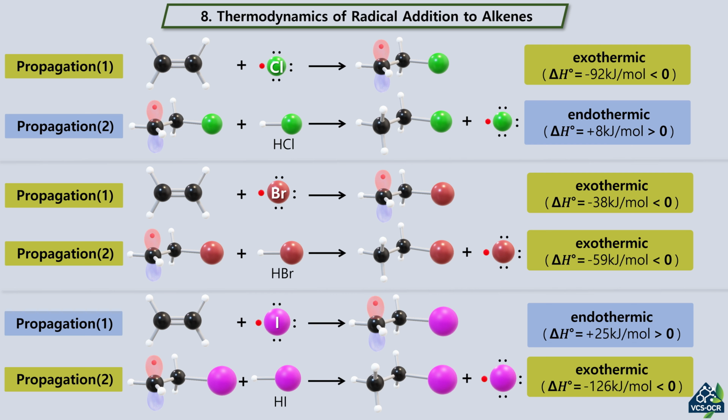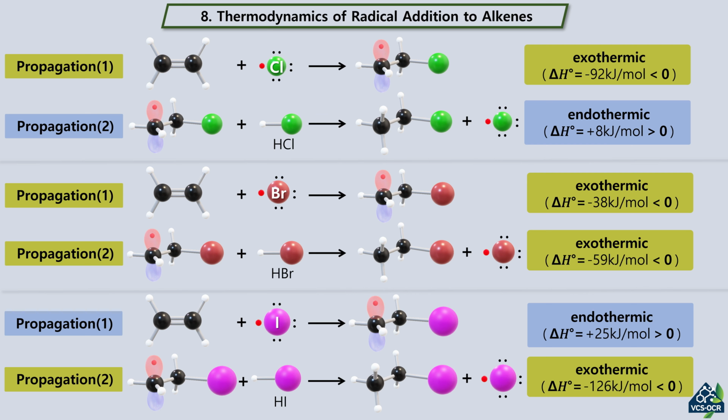First, with HCl, the addition of a chlorine radical to the alkene is exothermic. But the second step, abstracting a hydrogen atom from HCl, is strongly endothermic because the H-Cl bond is exceptionally strong. In the case of HI, hydrogen abstraction from HI is exothermic because the H-I bond is weak. But the first step, addition of an iodine radical to the double bond, is endothermic because the resulting C-I bond is too weak to offset the loss of the pi bond.